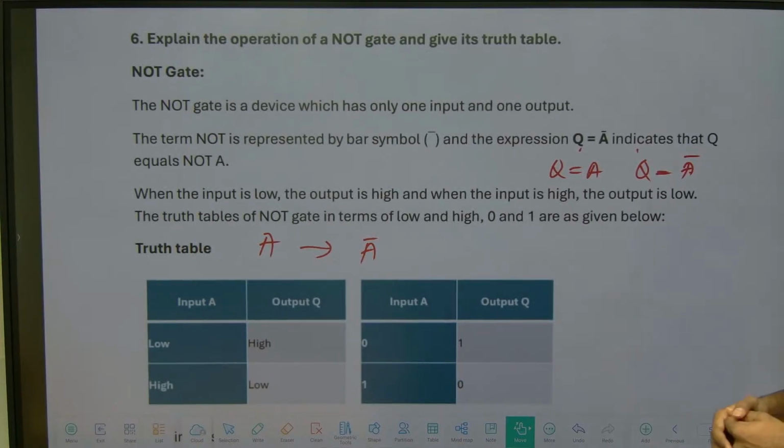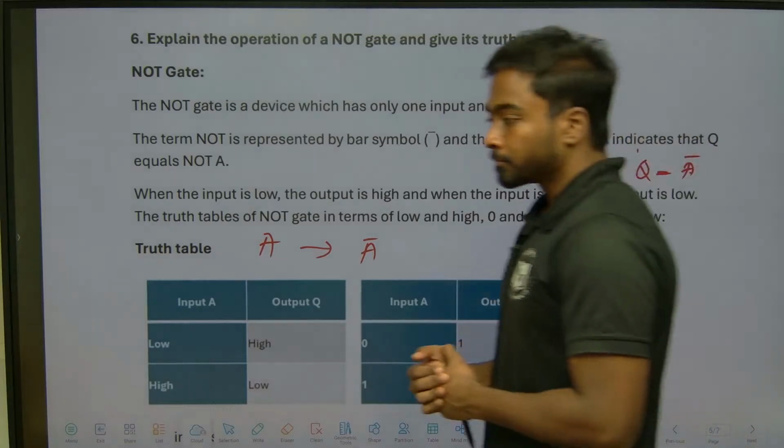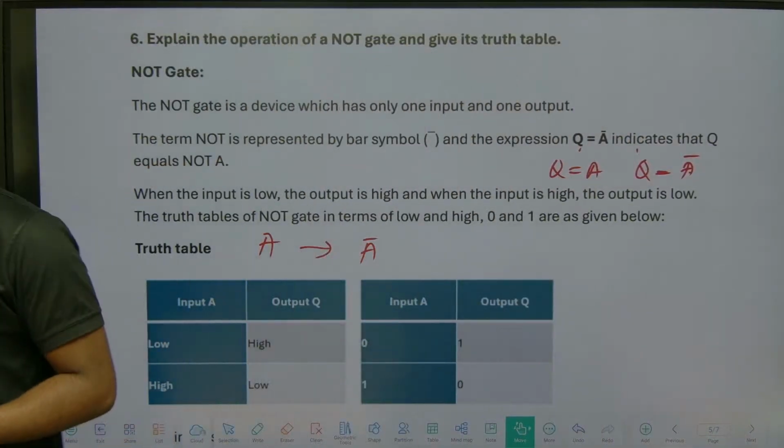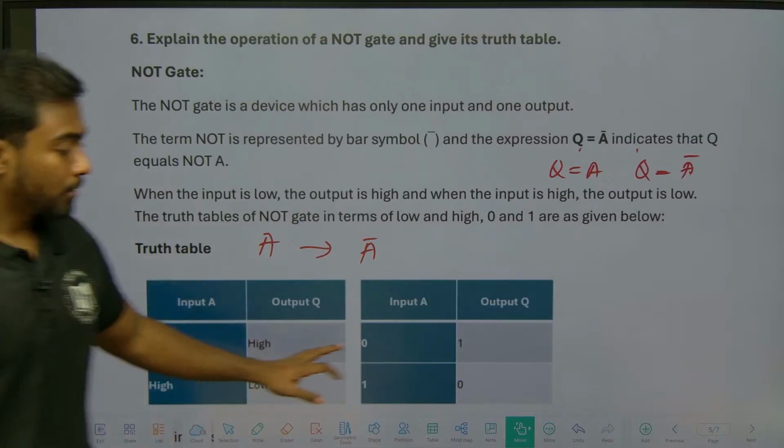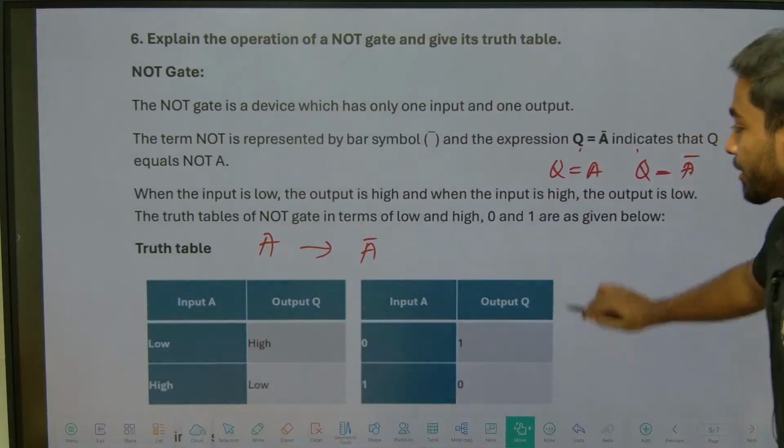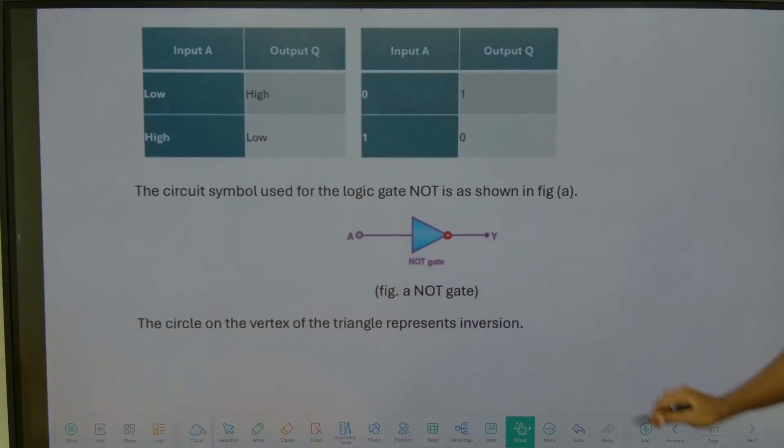You can take a note of this and we can go for the next question. Got it? Okay. Can we go for the next question, guys? Finished? Okay.